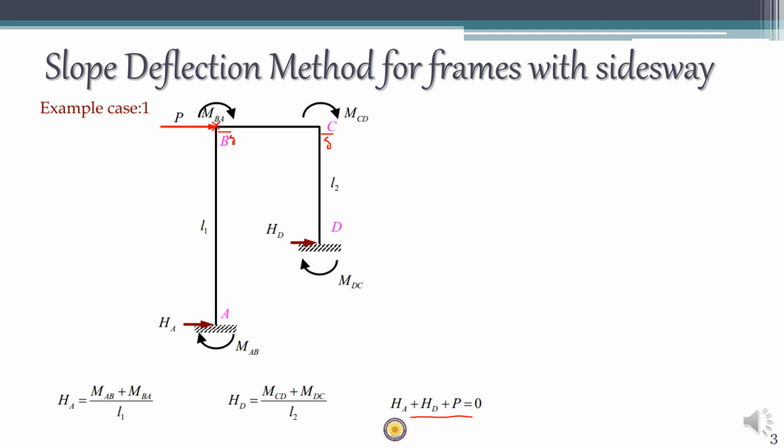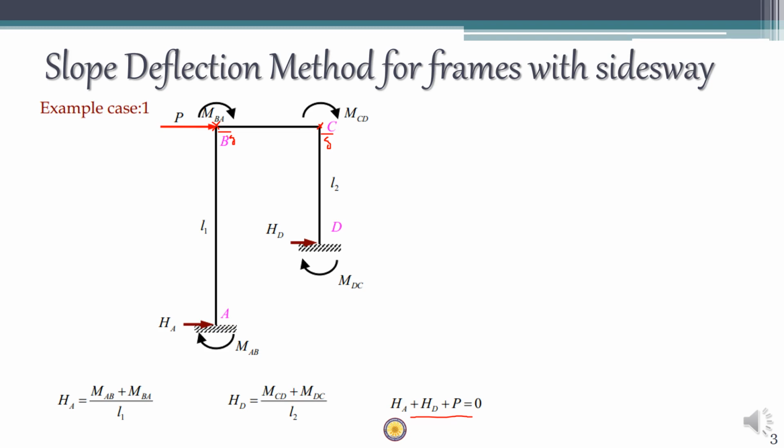So you can write that at point B, HA into L1 is equal to MAB plus MBA. From that, HA can be written as (MAB plus MBA) by L1. Similarly, if you take moment about C, you can say that the sum of clockwise moment, which is MCD plus MDC, is equal to HD into L2, which is an anti-clockwise moment.